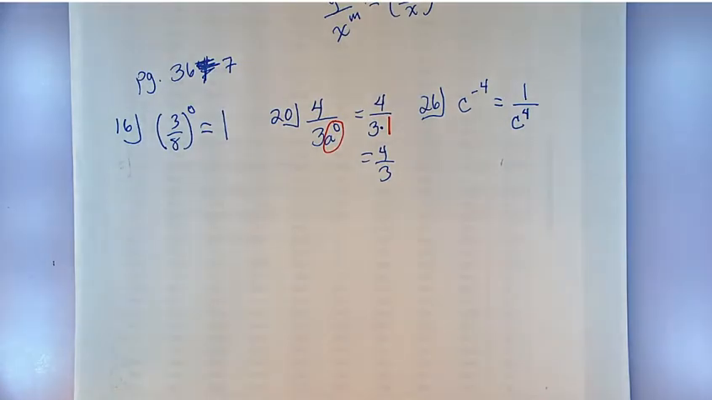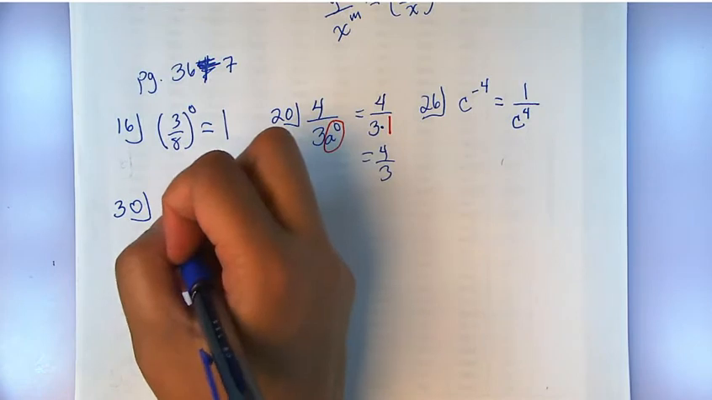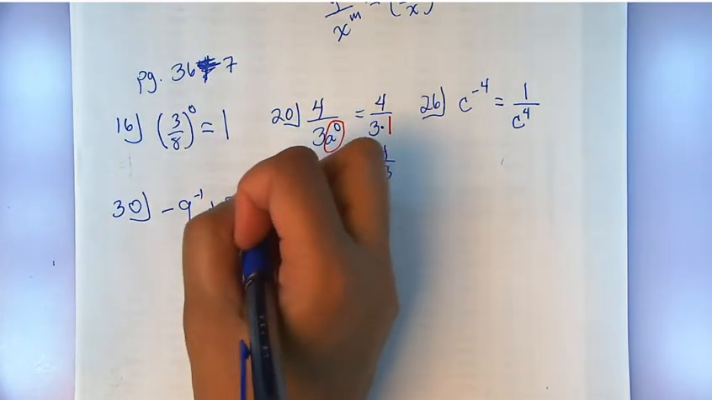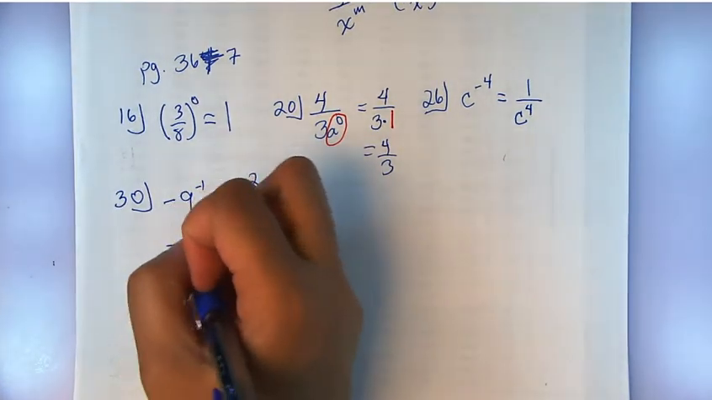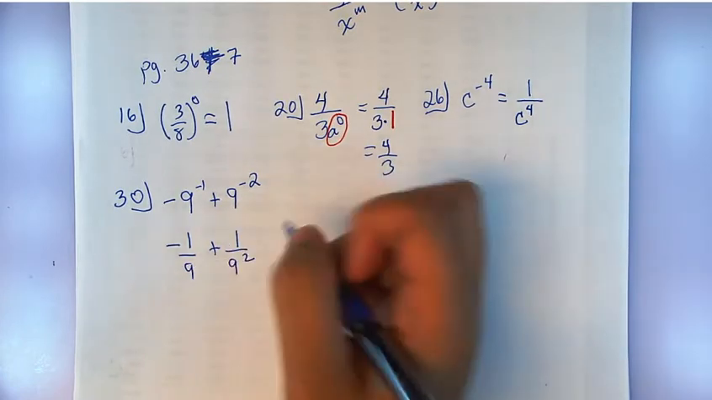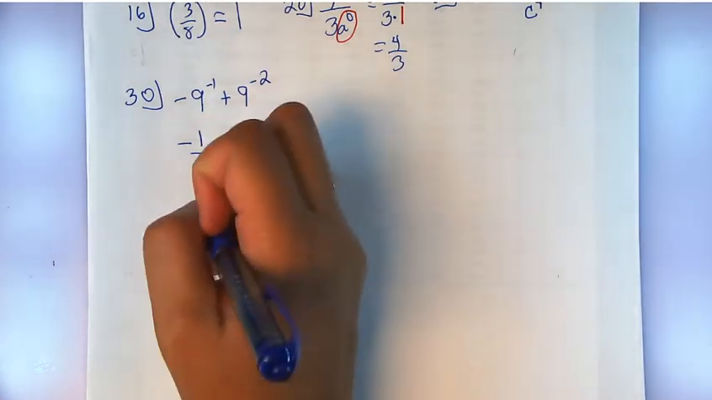Let's go with number 30. Negative 9 to the negative 1 plus 9 to the negative 2. Well, they're unhappy upstairs, so we're going to take them downstairs, and I get negative 1 over 9 plus 1 over 9 squared. Well, we know that 1 over 9 squared is just 1 over 81, yes?